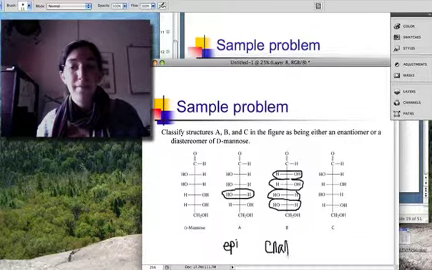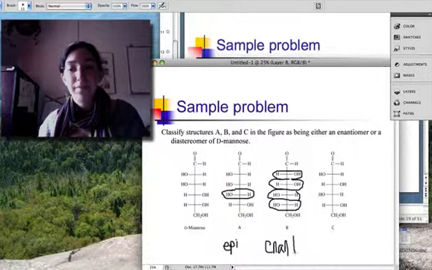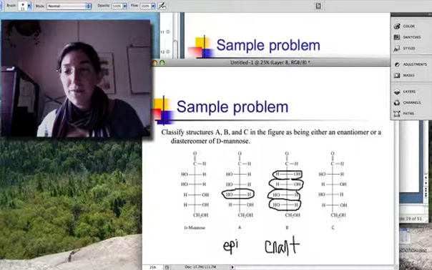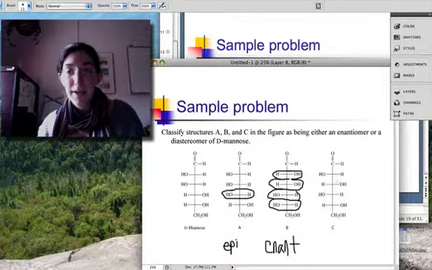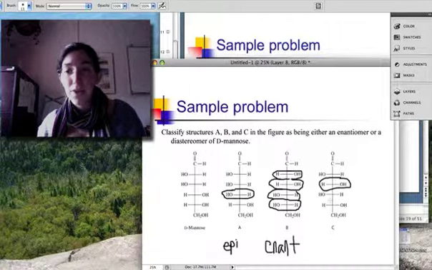Enantiomer. Okay? And now for molecule C. Let's see, the first one, nope. Second one, yes, you are mirror images. The third one, yes, mirror image. And the fourth one, no. So two groups are flipped.